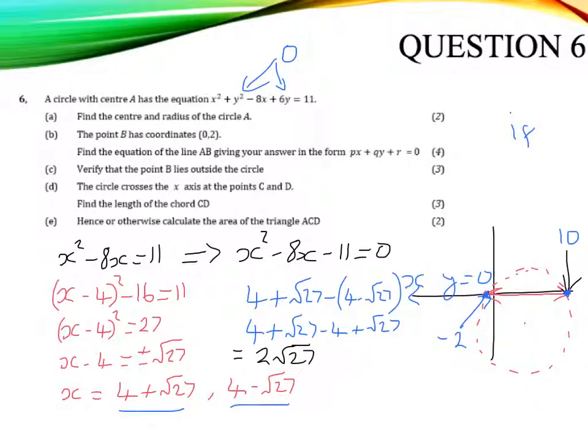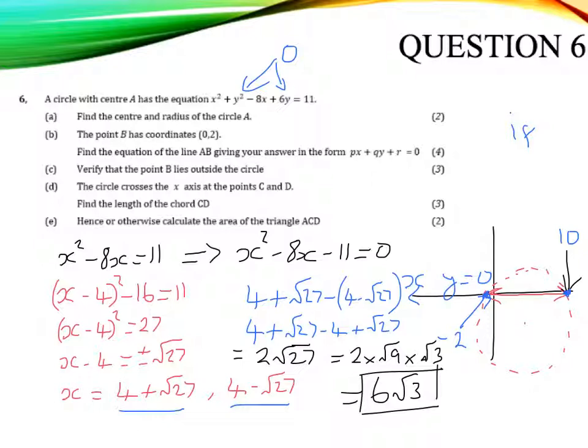And let's see if I can simplify that down. Well, 27 is the same as 2 times root 9 times root 3. Root 9 is 3, so we've got 2 times 3, which is 6. So the answer here will be 6 root 3. So this is what you're aiming for, 6 root 3. The length of the chord CD is 6 root 3.